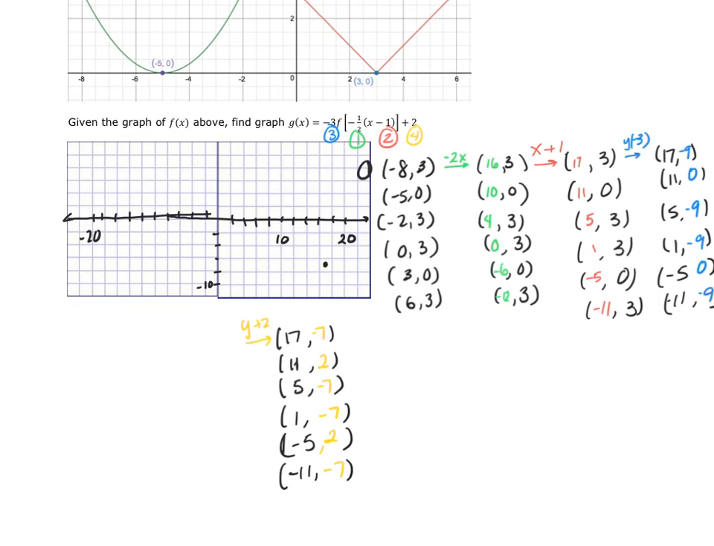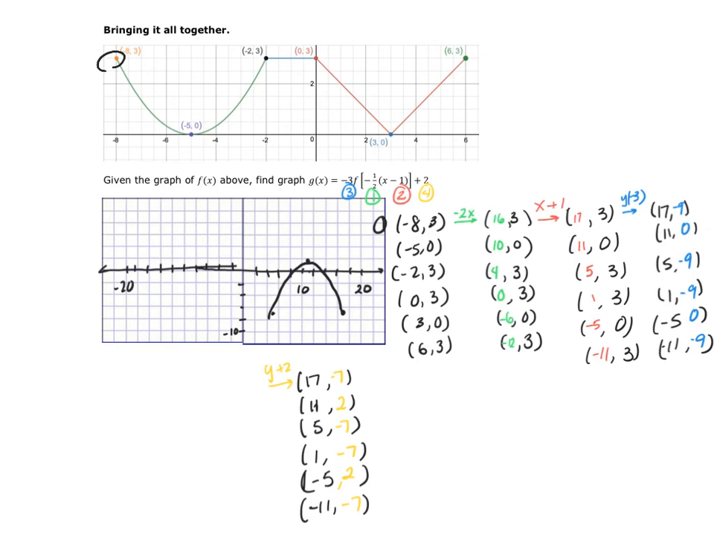My next point went to 11, 2. So 11 and 2. My next point went to 5, negative 7. So 5, negative 7. And what we just drew was the curved part. This point went to here. This point went to here. And this point went to here.